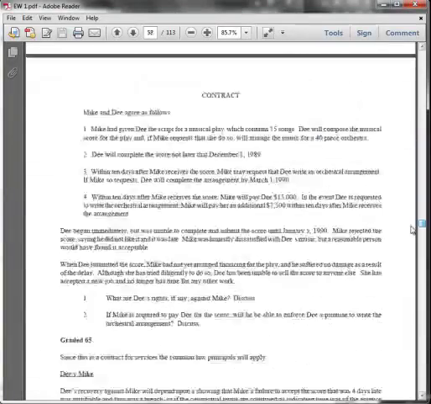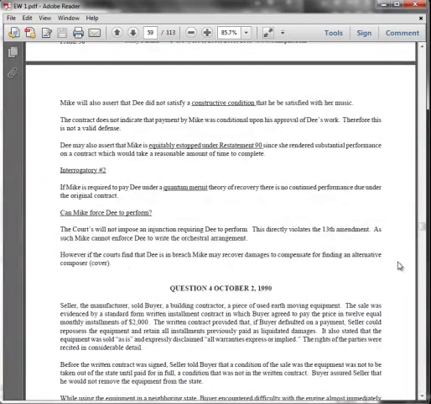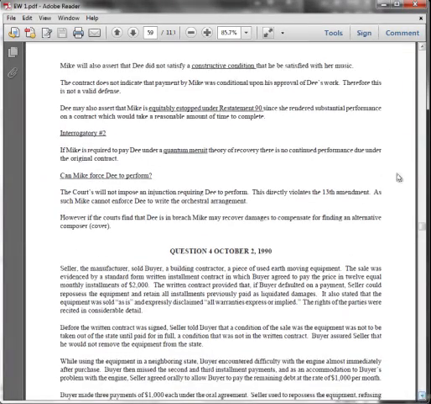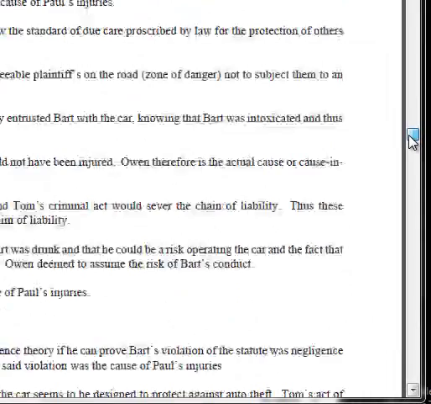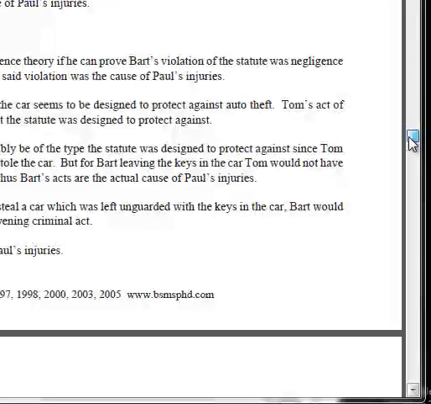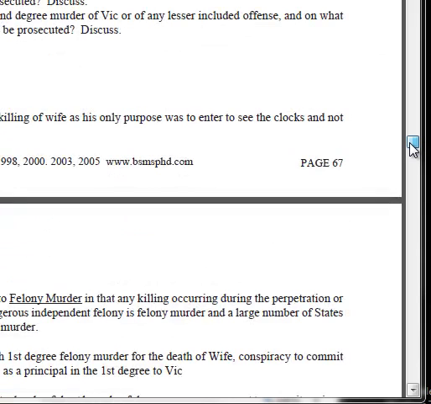You go through the model answers part. Oh, here's banks of questions. Or these are actual bar exams that were given. Okay, and the answers for people that actually wrote their exams and got them graded. Okay, you can see how bad things are, how good things are.